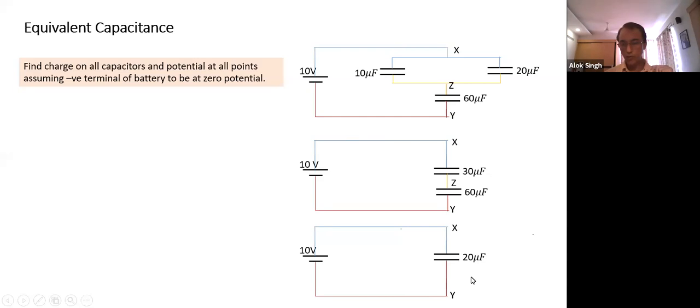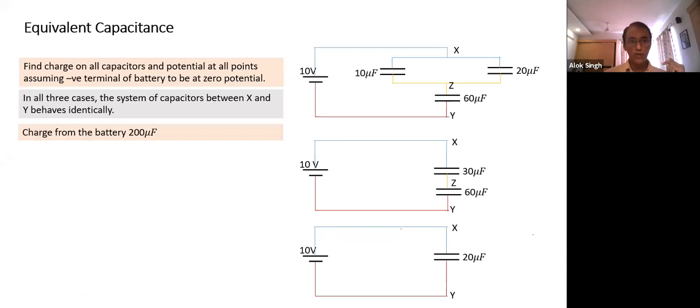So the lower plate, which is connected to the negative terminal of the battery, will have minus 200 microcoulomb charge, and the positive plate will have plus 200 microcoulomb charge. Or the charge transferred by the battery in this direction will be 200 microcoulomb. Sorry, not microfarad, it should be microcoulomb. I have got the unit wrong, so all are microcoulomb. If this is 200 microcoulomb, this also will be 200, and this also will be 200. As far as the battery is concerned, all three behave the same.